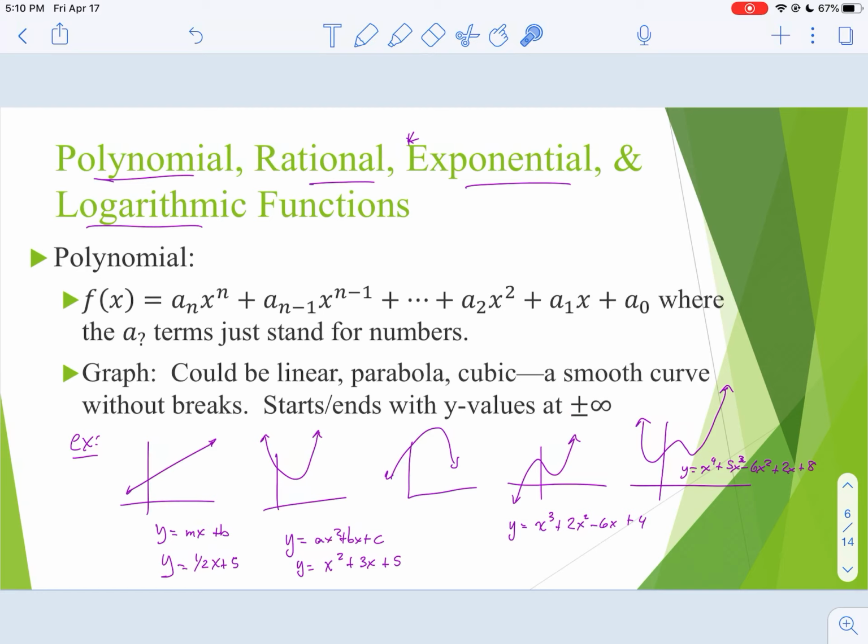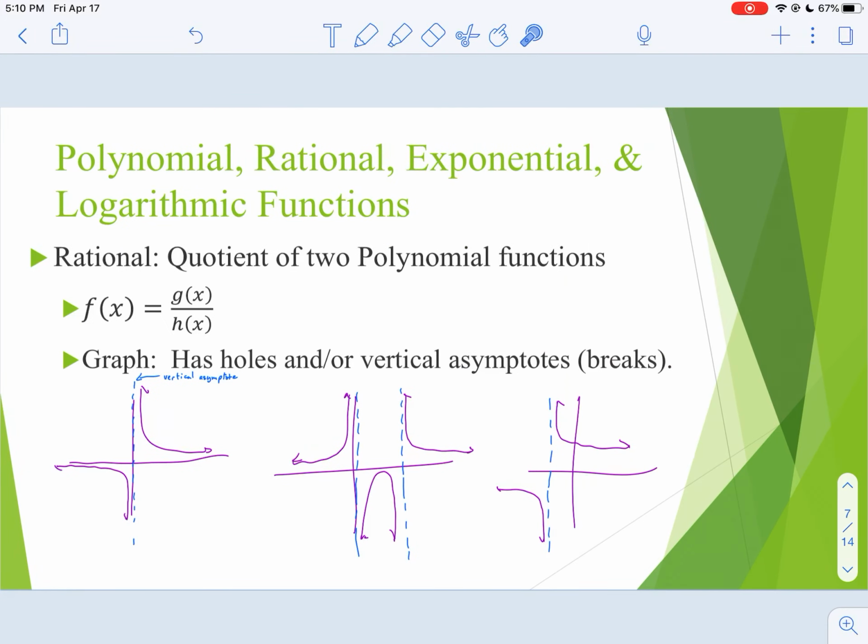And really what I want you to be able to do for this section is look at a graph and say, hey, I think that's polynomial. Or look at an equation and say, hey, I think that equation is polynomial. Okay? So let's move on to rational functions. So again, the goal here, remember, is just to be able to look at an equation and say, hey, that equation is a rational function, or exponential, or logarithmic.